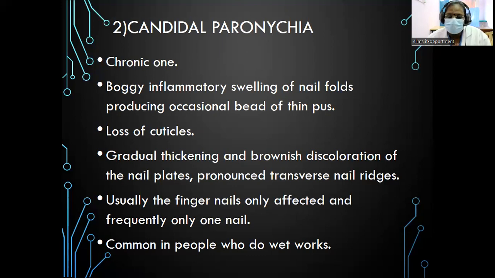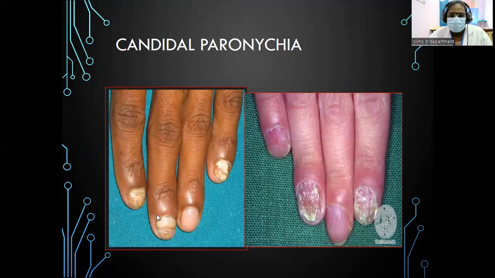The next clinical morphology of cutaneous candidiasis is candidial paronychia. Onychia means nail, paronychia means involvement of the nail fold. If it is due to candidiasis, it means candidial paronychia. Boggy swelling of the nail folds producing occasional bead of thin pus, and there is loss of cuticle in case of candidial paronychia. This is the nail fold inflammation, swelling of the nail fold.